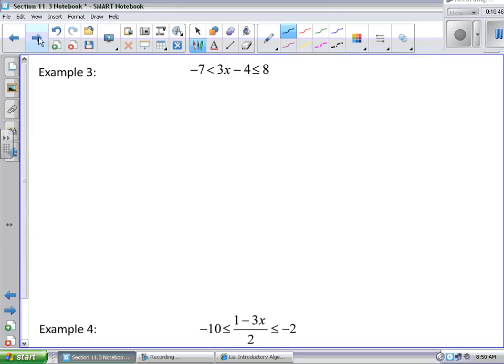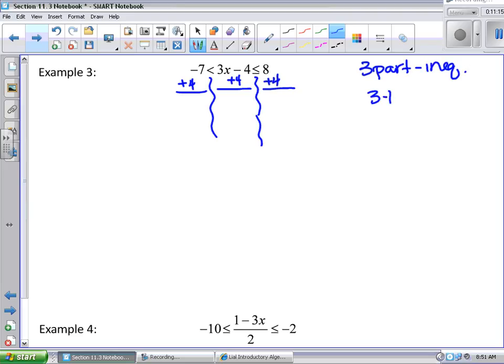Now we need to solve our inequalities. I don't just have x by itself in the middle, so I want to think about getting x by itself. I have 3x minus 4, so the addition property comes first, but this time I have 3 parts. Whatever I do in the middle, I have to do on the right and on the left. When you have a 3-part inequality, you have to do everything 3 times. We want to do all 3 of the parts the same.